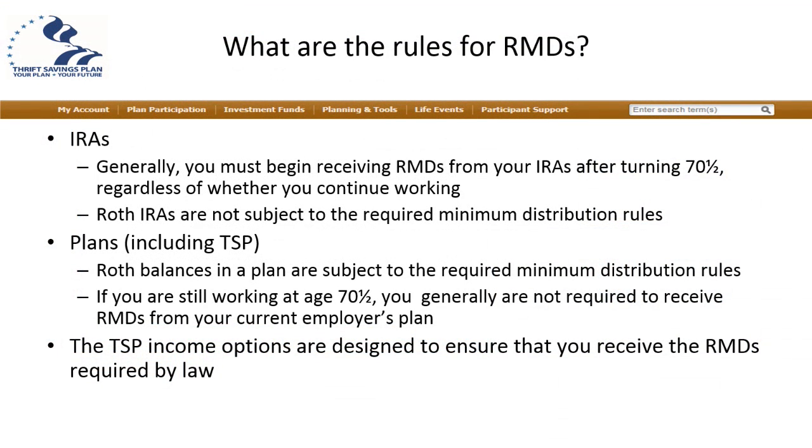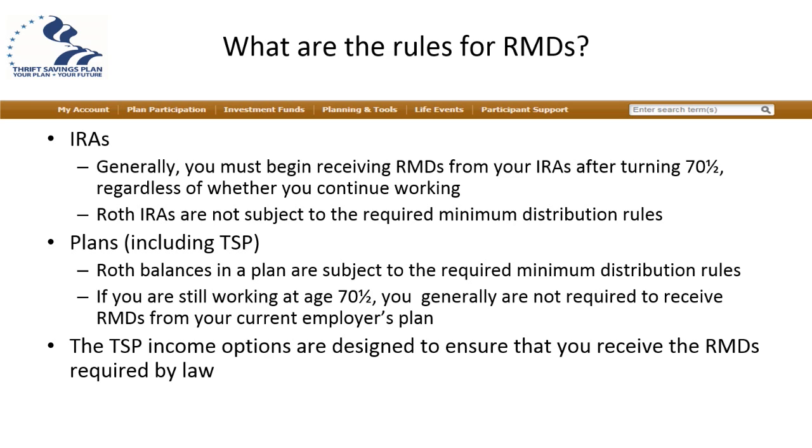Then there's the required minimum distributions. These, as you probably know, are withdrawals that you're required to take, generally starting after you attain the age of 70 1/2. And again, there are differences here between IRAs and plans, based on the fact that IRAs are not coupled to your employment, and plans are. With IRAs, generally, you have to start taking required minimum distributions after attaining the age of 70 1/2, whether or not you're working.